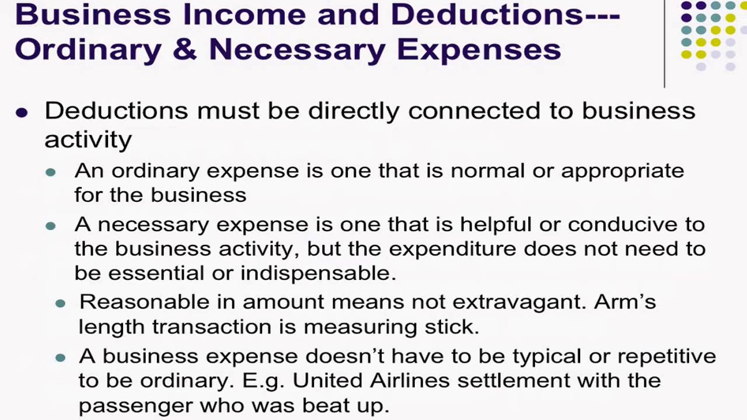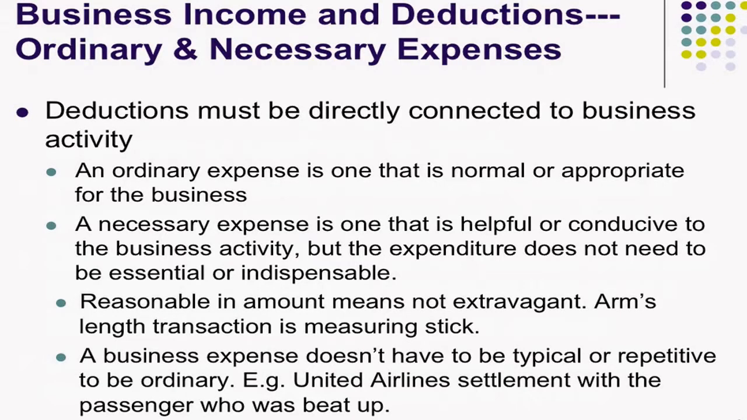So what am I talking about? Generally, when you're talking about ordinary and necessary business expenses, you have to put a certain aura of reasonableness around the expense. That means it's not extravagant. You're not going over and above what other people would do or other businesses would do. And the measuring stick that the IRS uses for this is an arm's length transaction.